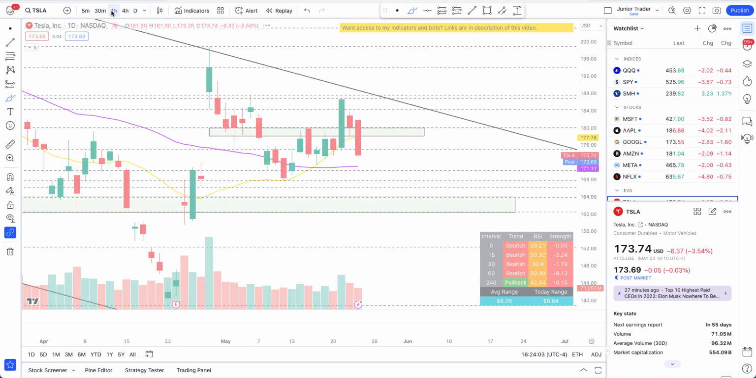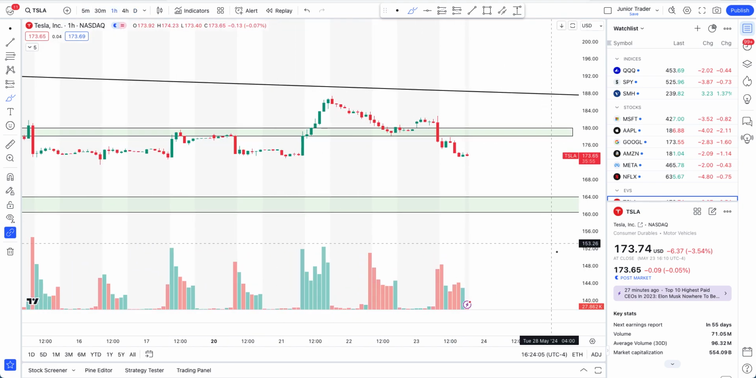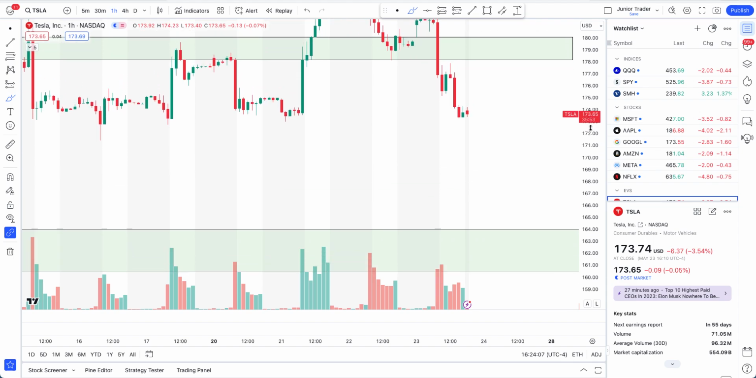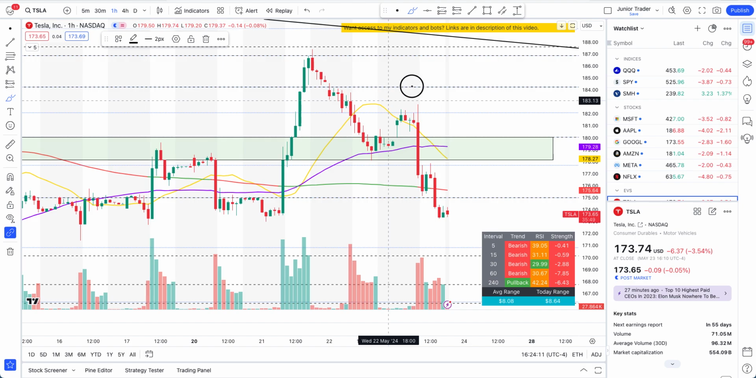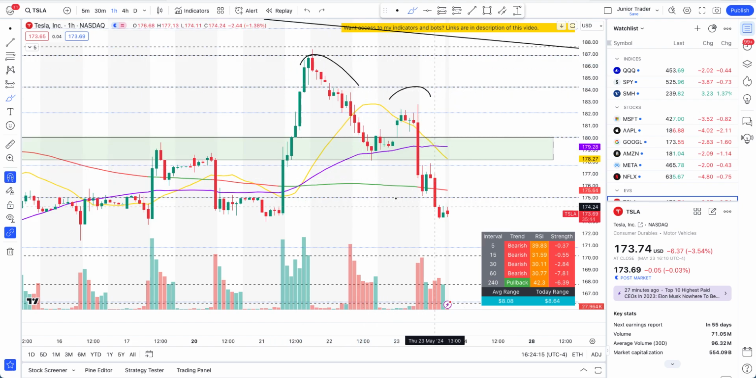Let's go to the hourly interval, and here we go. You can see we have a clear lower high and lost 180, and a lower low confirms that lower high as well, right? So the pivots are forming to the downside. We have lost all those levels, unfortunately, and that was the thing, right, guys?